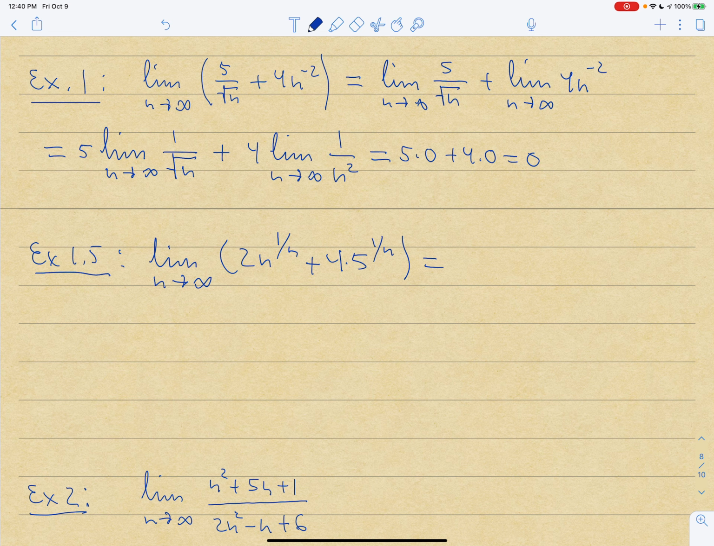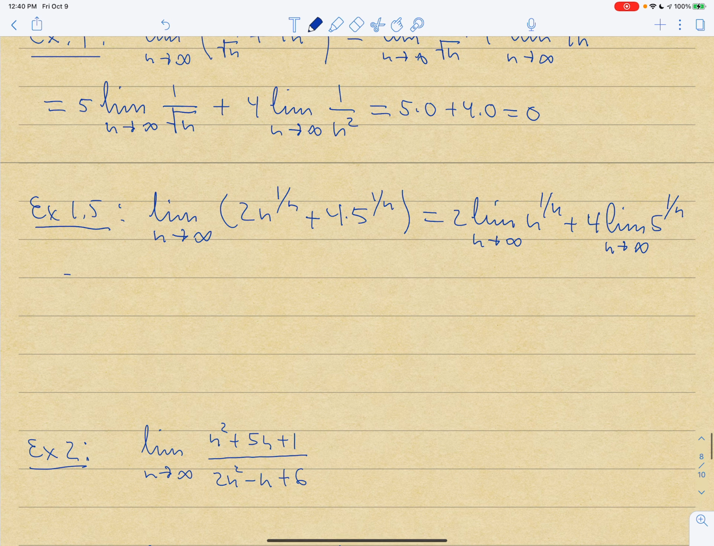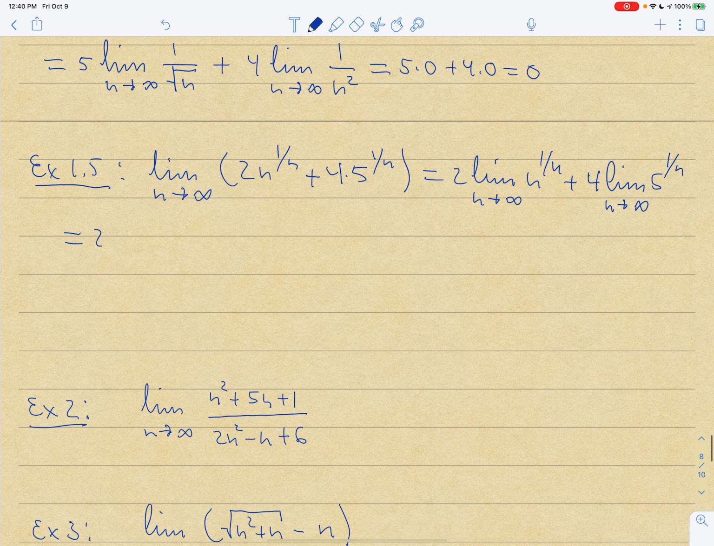I can write as twice the limit n tends to infinity of n to the 1 over n plus 4 times the limit n goes to infinity of 5 to the power 1 over n, basically following the same steps that you would use in just a regular calculus course. And then above we showed that this limit is 1 and that this limit is 1, and so therefore this is 2 times 1 plus 4 times 1, and the whole thing is equal to 6.